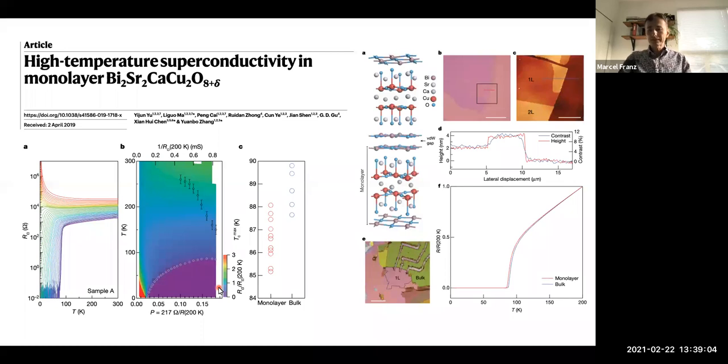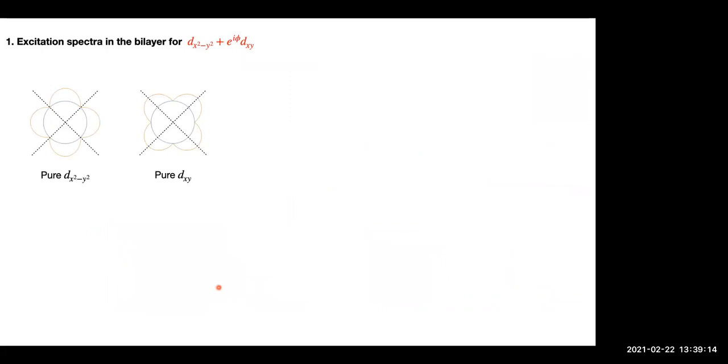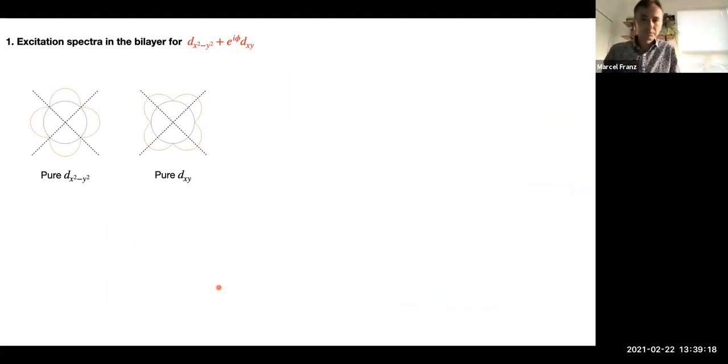So what we're thinking about is taking two such monolayers and assembling them with a twist to see if we get this topological superconductor. So let me give you a brief reminder about this D-wave superconductivity.